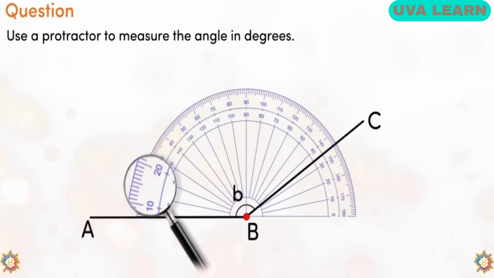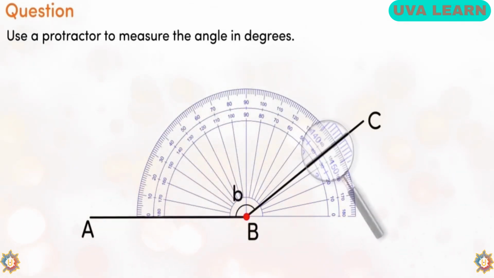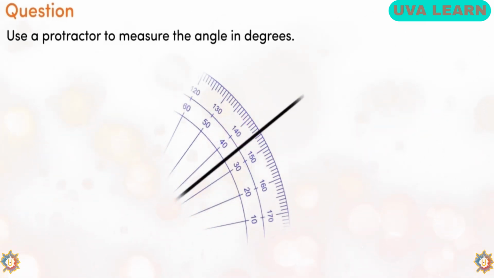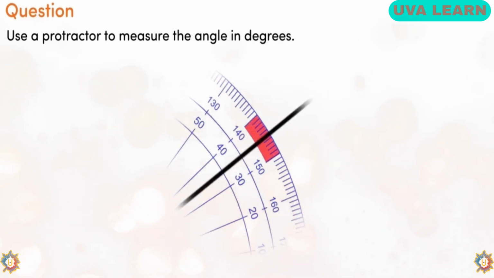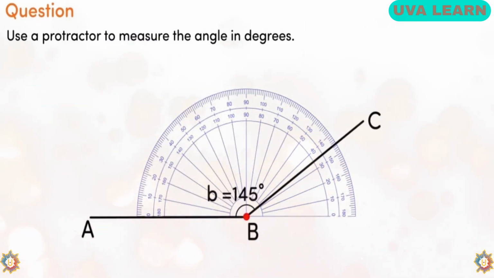Great. Let's see. Can you see that line BC is in between 140 degrees and 150 degrees? We need to understand the smaller markings then. Each small marking measures 1 degree. So from 140, we count 141, 142, 143, 144, and 145. So, angle B measures 145 degrees. Well done. Would you like to try the next example on your own?